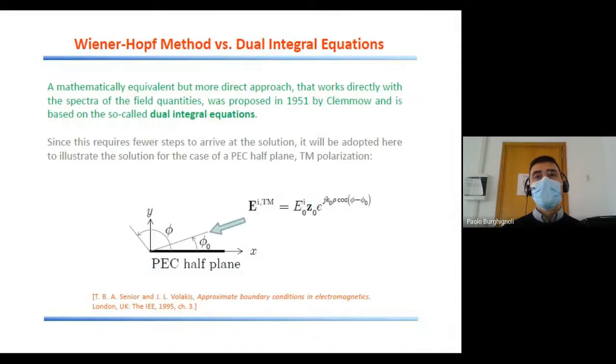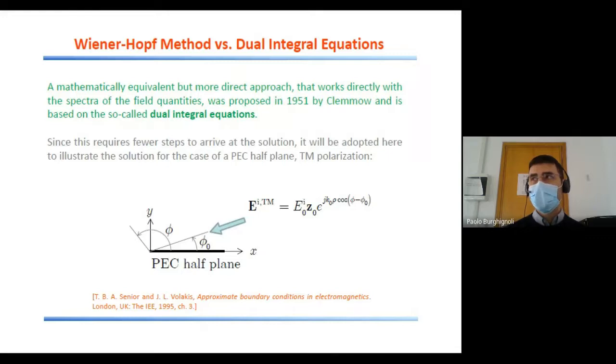Now, there is a mathematical method that is somewhat more direct, since it works directly with the spectra of the field quantities. And that was proposed by Paul Clemmow in 1950 based on dual integral equations. This is the method that we will adopt here to find a solution. Again, we consider the case of TE polarization. And today we will consider only the case of a perfect conductor. And the last lesson of this course will generalize the approach to the case of impedance.